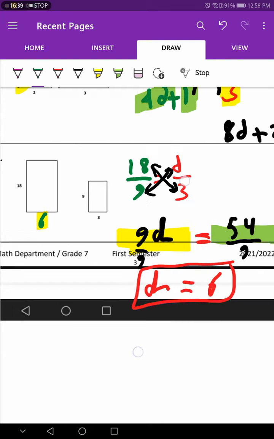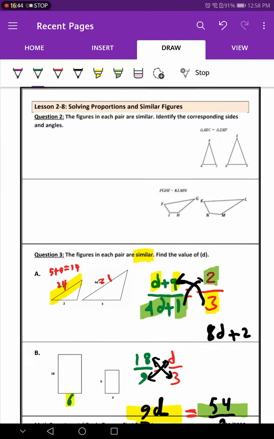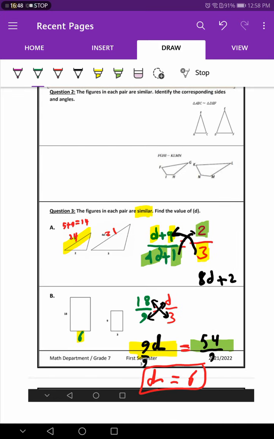Okay, my boy or my boys. Okay, this is about 2-8. This is part 1. I have another part. I will explain it later, inshallah, after this video, inshallah.